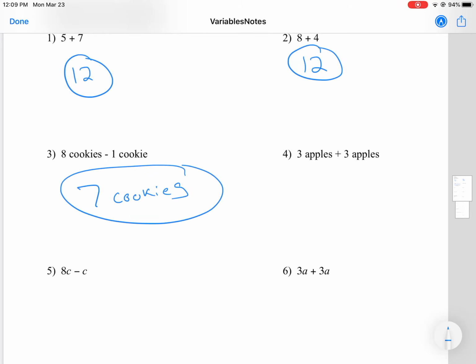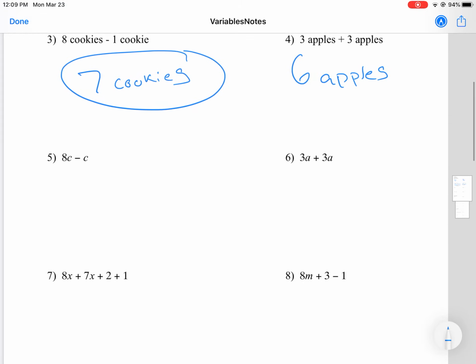Number 4, 3 apples plus another 3 apples. Well, let's see. Total, I'm going to have 6 apples. Okay, now let's get into some algebra.